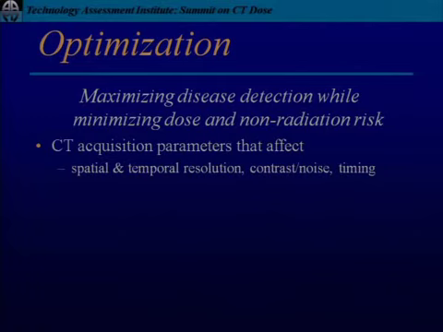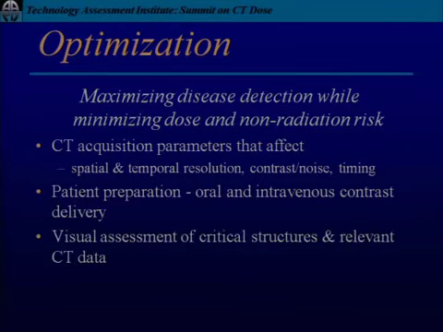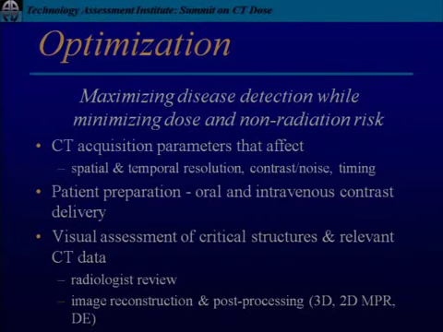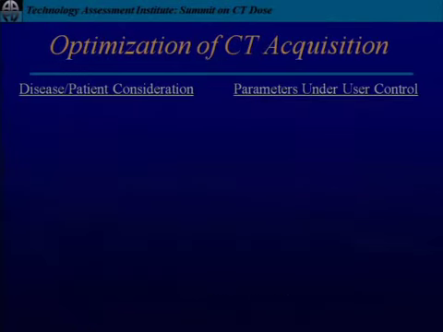And I'll divide this into three broad categories. The CT acquisition parameters that affect what we see on the image: the spatial and temporal resolution, the contrast and noise, and timing or enhancement of the organs. The patient preparation, the oral and intravenous contrast delivery. And then the visual assessment of critical structures and relevant CT data. That can be in the radiologist review of the images, but also in the image reconstruction and post-processing that we use to interrogate that CT data. So let's focus first on the CT acquisition parameters that affect what we see in the image.